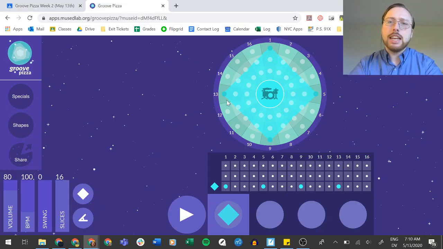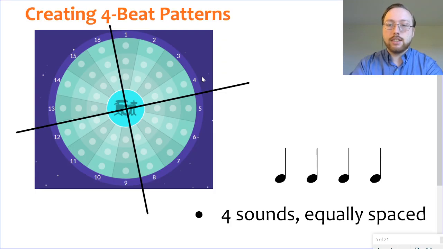If I didn't put the beginning, say for example this one was off, notice the shape changes. It's not perfect anymore. How does it sound? Ooh, it's like it skipped a beat there. So when we want 4 equal sounds, it's actually going to look like it's a perfect square tilted up on one corner because they're equally distributed. Let's see what's next.